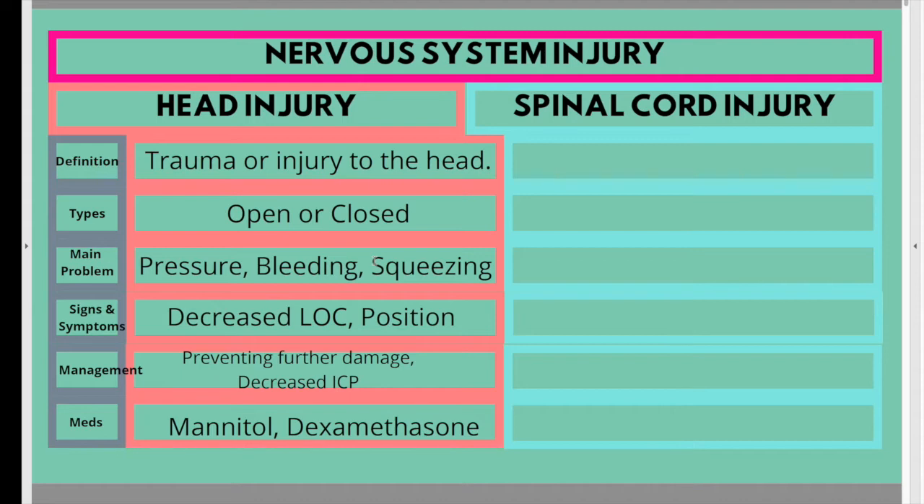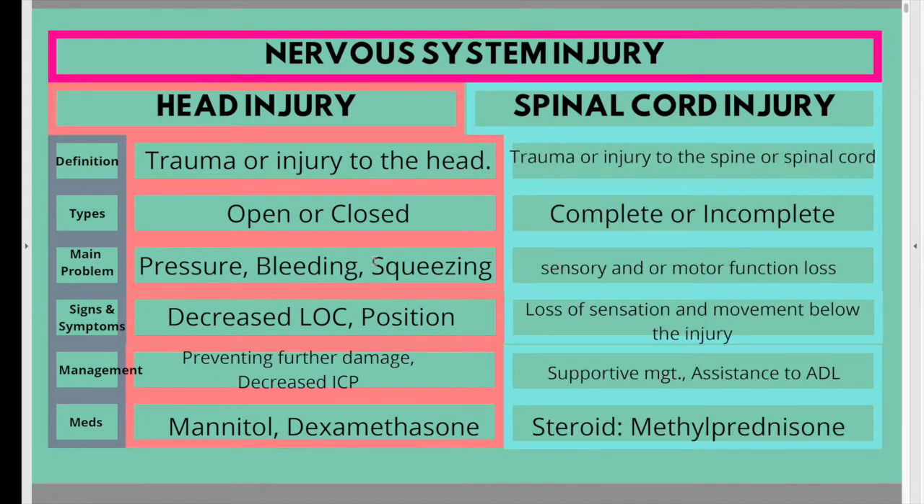Next is the spinal cord injury. Spinal cord injury is trauma or injury to the spine or spinal cord. Types are complete or incomplete. When we say complete, both motor and sensory functions are lost, while incomplete, it's either motor function or sensory function that is being lost.